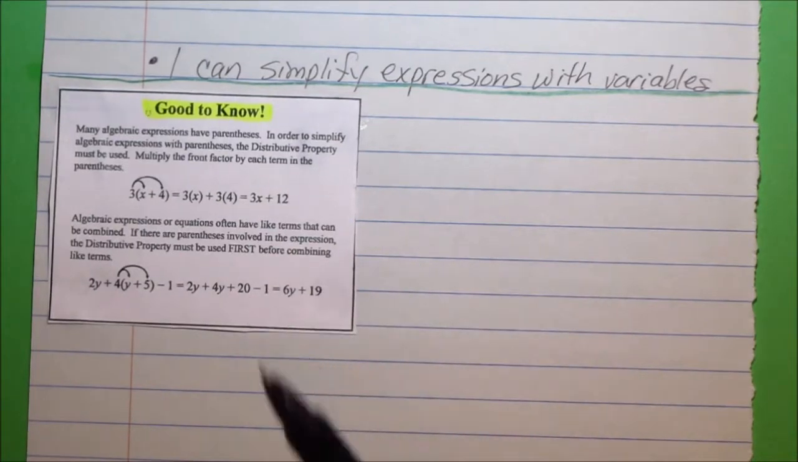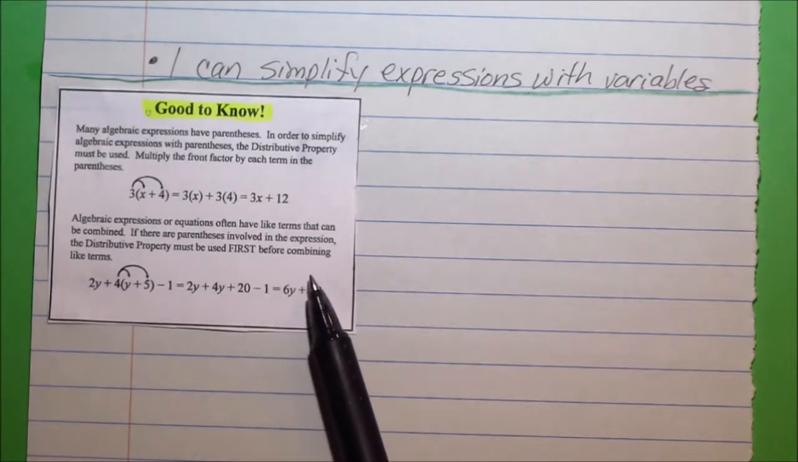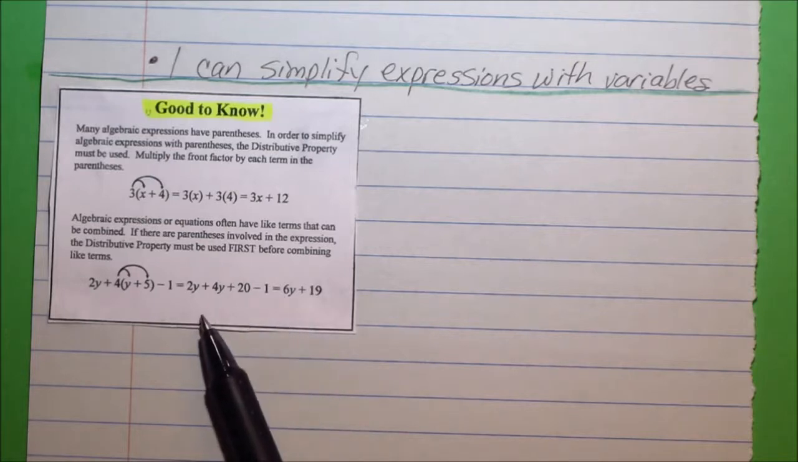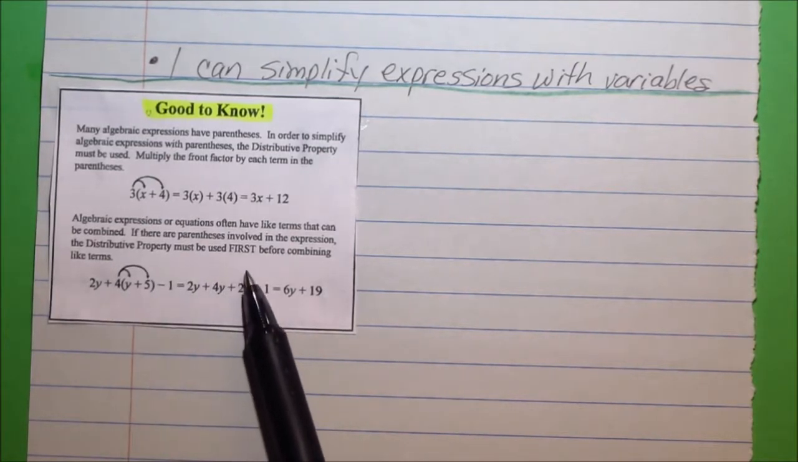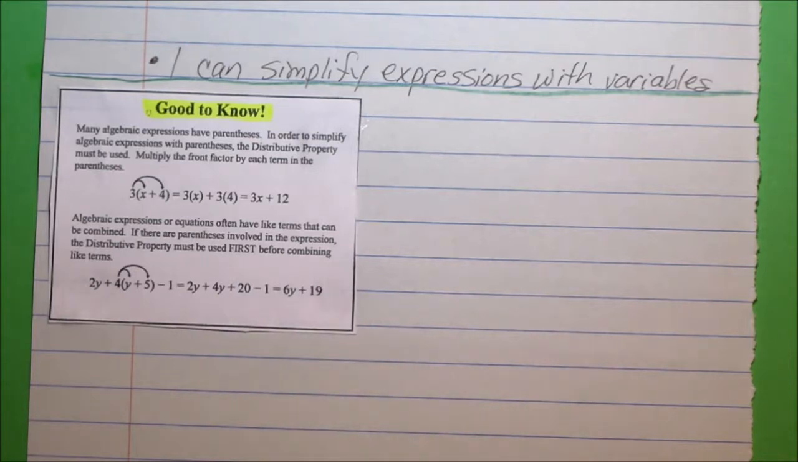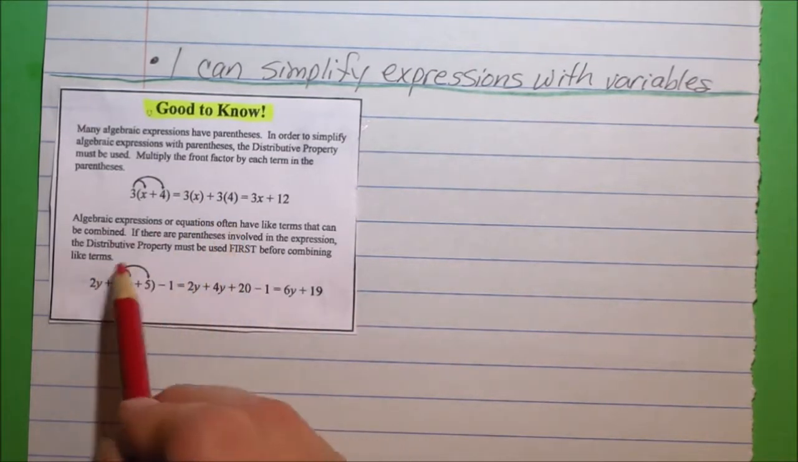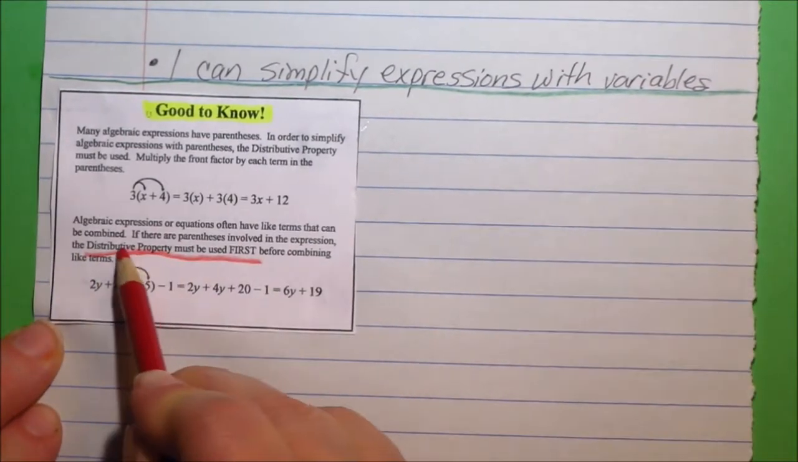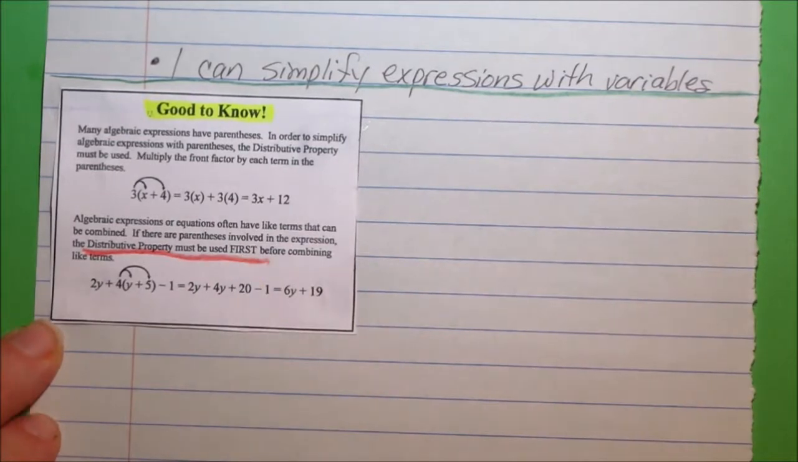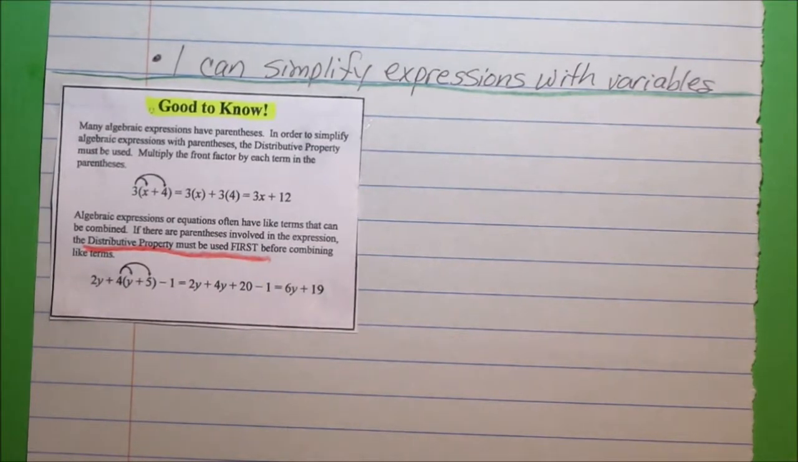Okay? Now, algebraic expressions or equations often have like terms that can be combined. If there are parentheses involved in the expression, the distributive property must be used first before combining. So let's take our red pencil here and underline: the distributive property must be used first before combining like terms. Okay? And that'll seem pretty natural to you when we work out the problems. I don't think you're going to have any trouble with that.